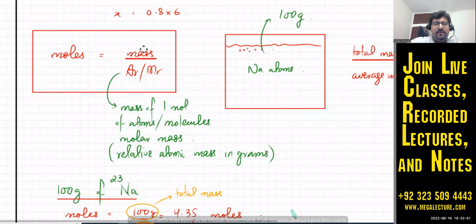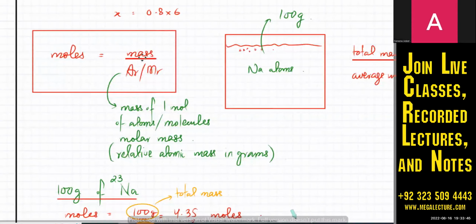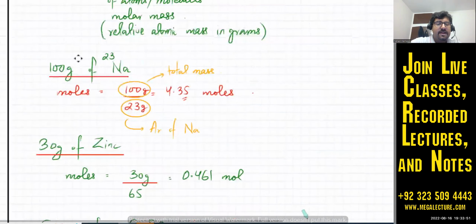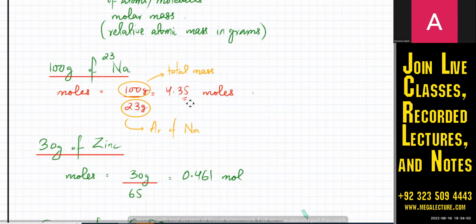So it's the total mass divided by the molar mass, which is given in the periodic table. If I've got 100 grams of sodium, the molar mass is 23. That's the atomic mass given in the periodic table. So its total mass is 100 grams, and I'll know how many moles I've got. Is that clear?